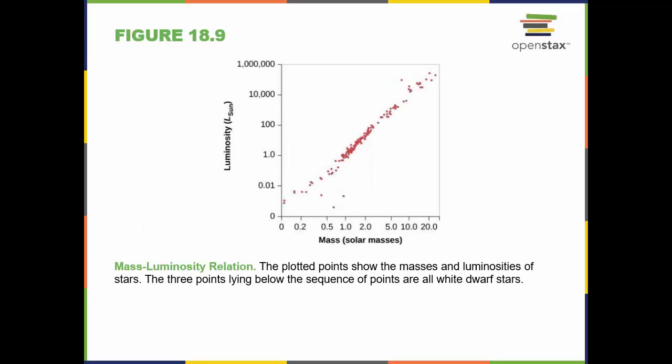So we look at the mass luminosity relationship, and if we look at the solar masses, we start at 0 and we end up with one solar mass, which is about the mass of our sun. So our sun would end up here somewhere, and this is 20 times the mass of our sun. And what it shows is that for the most part, as the mass increases, the luminosity increases.